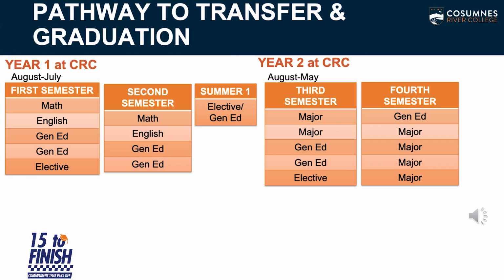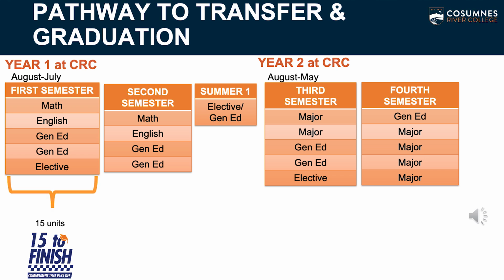This slide shows an example of what your two-year path could look like at CRC when you follow your list of recommended courses. In order to receive your associate's degree or transfer to a four-year institution, you will need to complete 60 units. To help you reach your goal of completing 60 units in 2 years, your list of recommended courses maps out a 15-unit course load per 16-week semester.